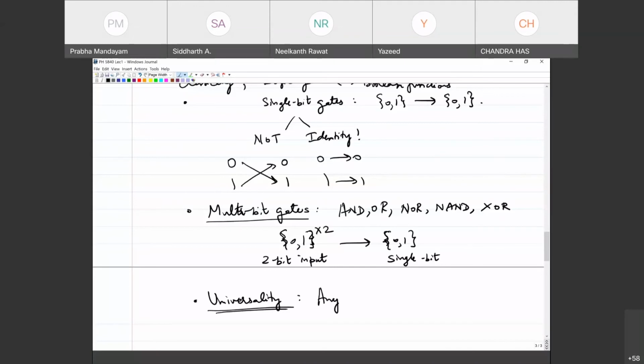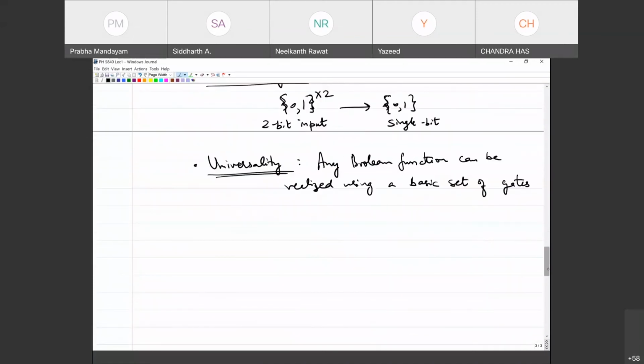So any Boolean function can be realized using a basic set of gates. Actually, in the classical case, you just need a single gate, right? So can people tell me examples of these? So there are these so-called universal gates. NOT. Exactly. So in fact, in the classical case, you have a single gate, which is the NAND operation or the NOR operation, using which you can realize any Boolean function, right?